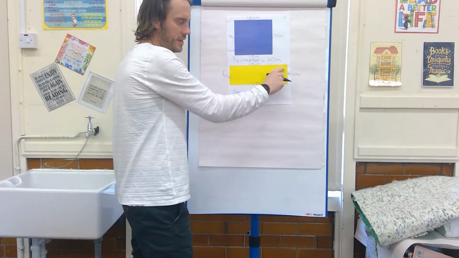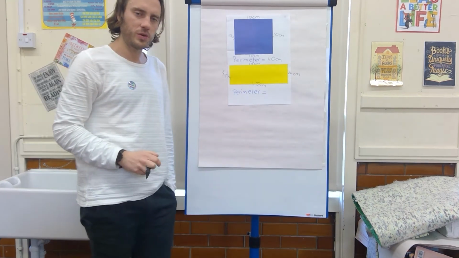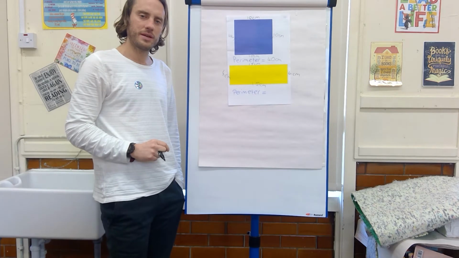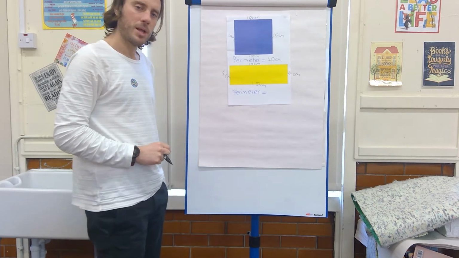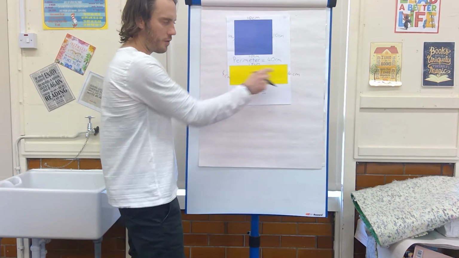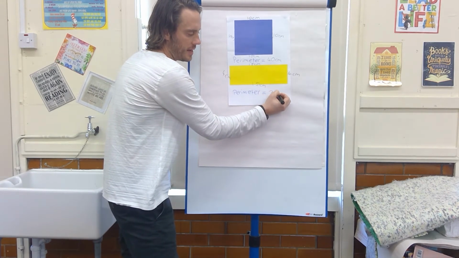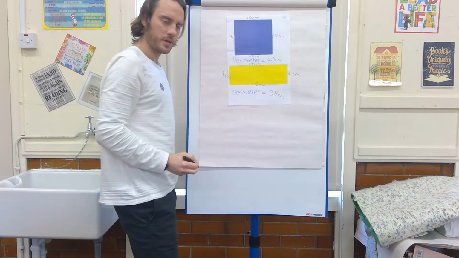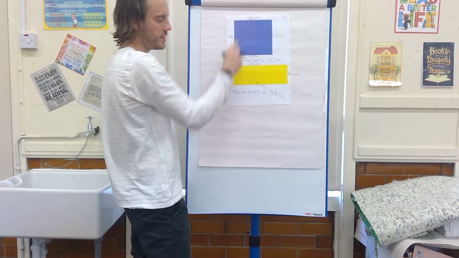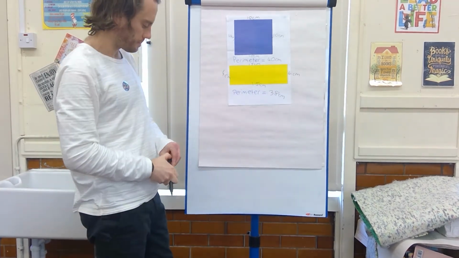You've got 15, add 4, add 15, add 4. Pause the video and calculate that yourselves on a piece of paper. What you should have done is you know that 15 and 15 is 30, 4 add 4 is 8, so altogether you've got 38 centimetres. So the perimeter of the square is 40, the perimeter of the rectangle is 38 centimetres.